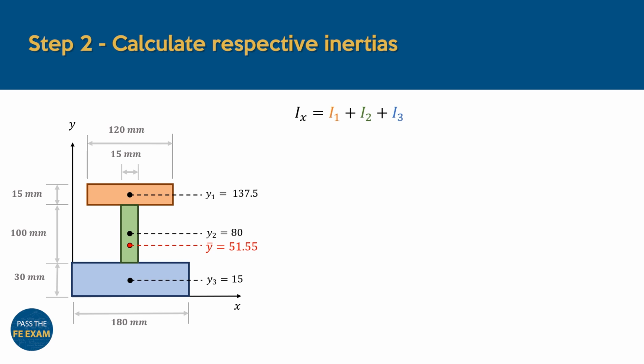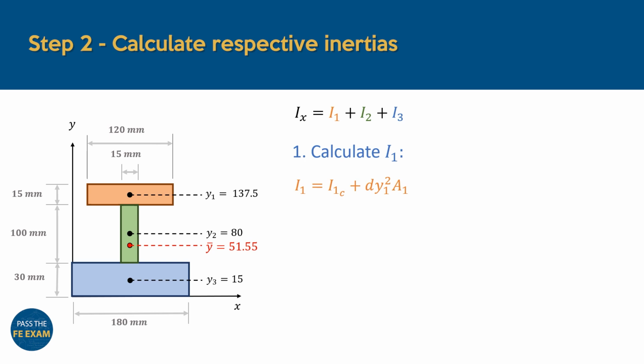Now that we know where the centroid of the shape is located, we can continue by calculating the respective inertias of each shape about this axis. And this is where the parallel axis theorem can come in quite handy. We use this theorem to calculate the individual inertias of each shape about the centroidal axis at 51.55 millimeters.